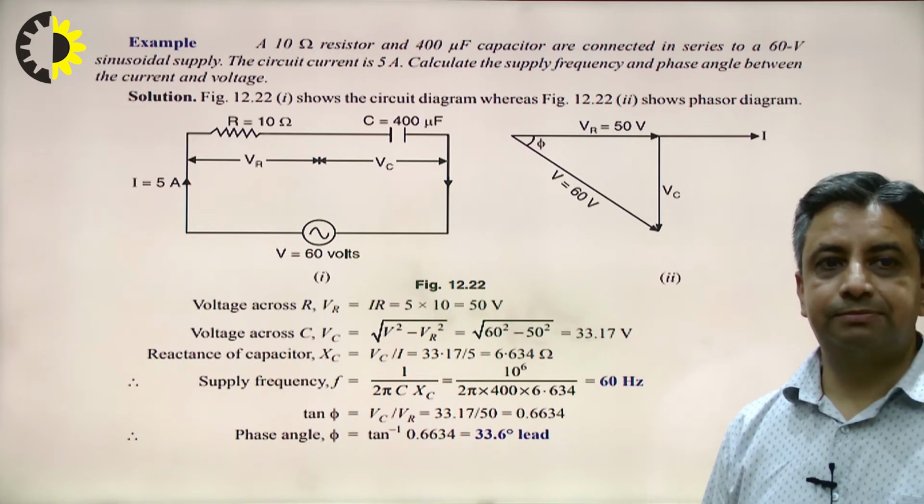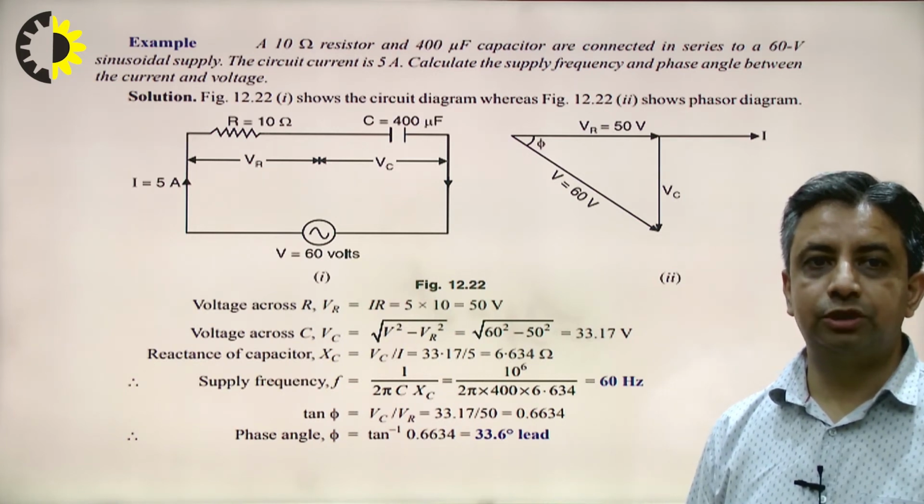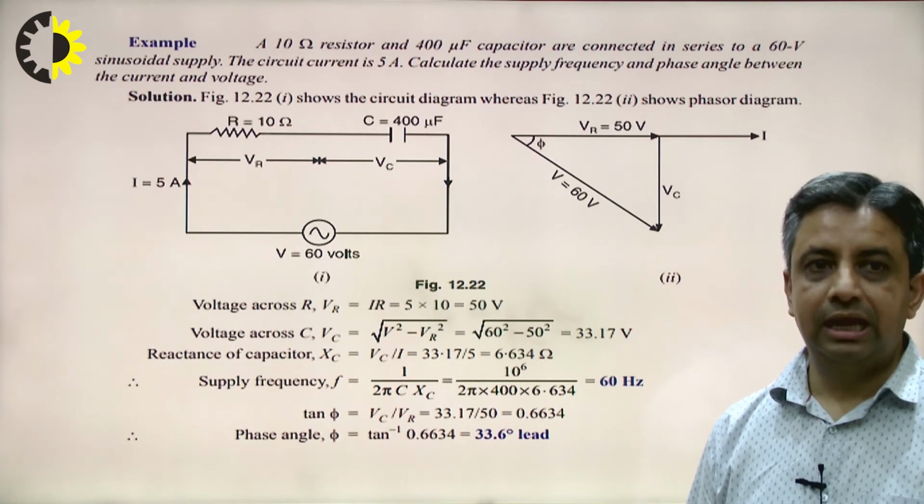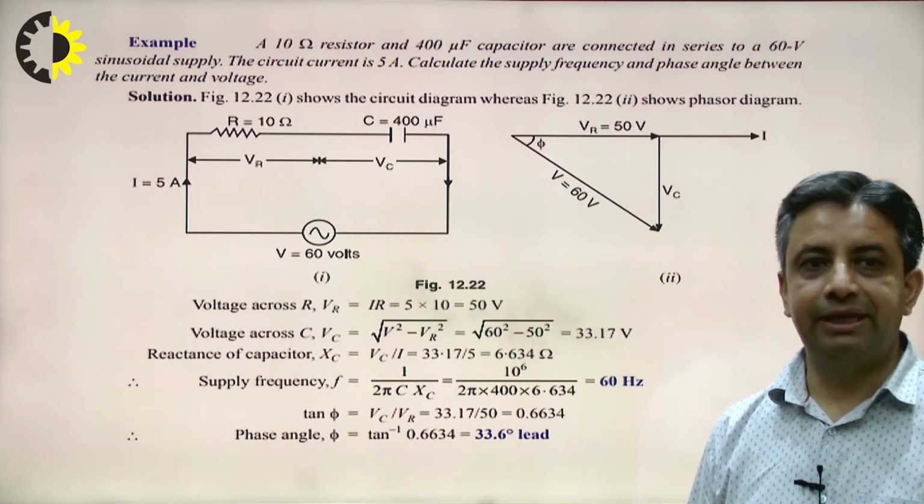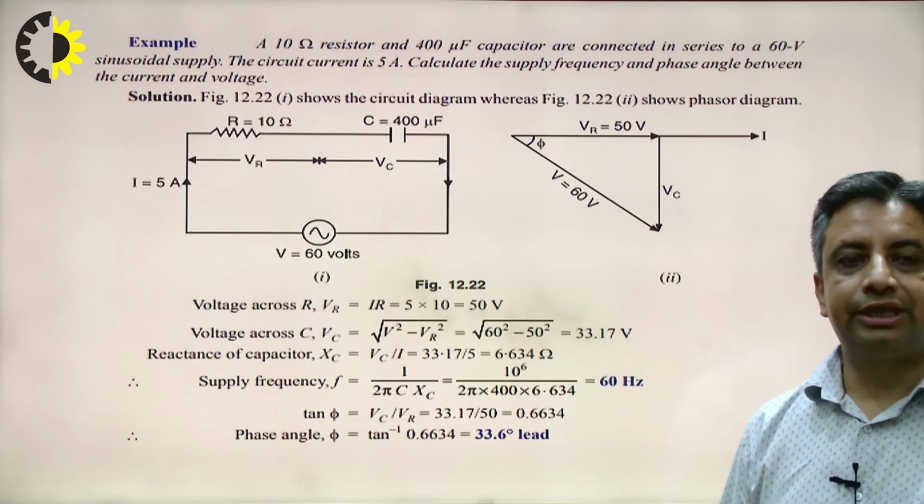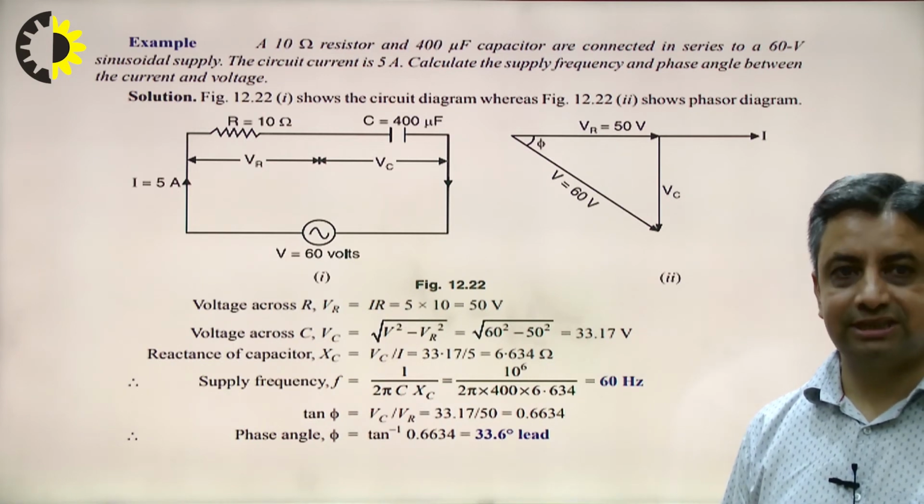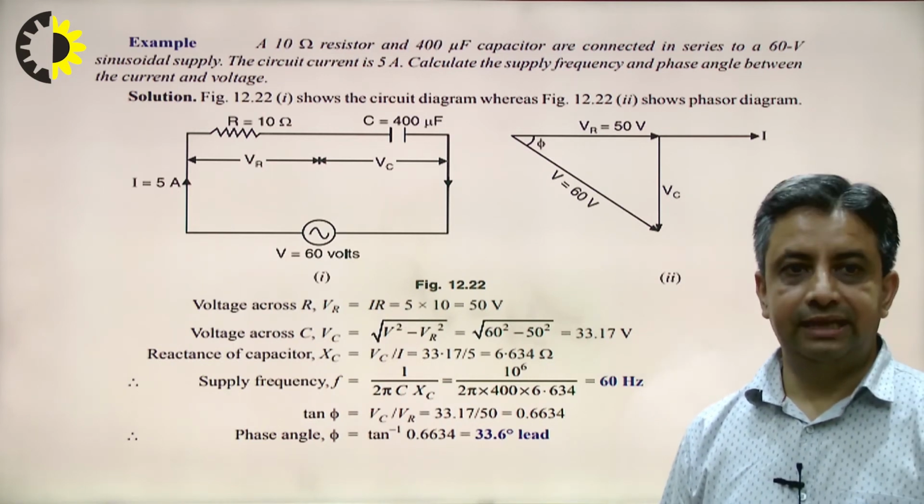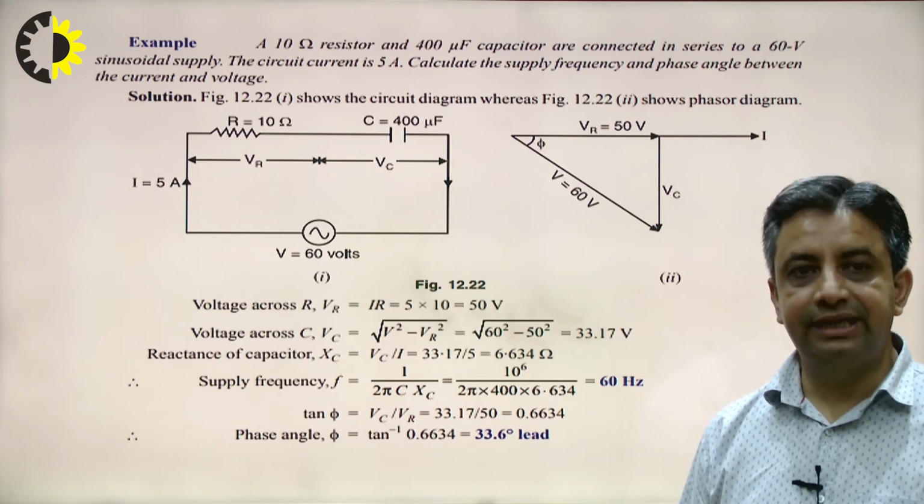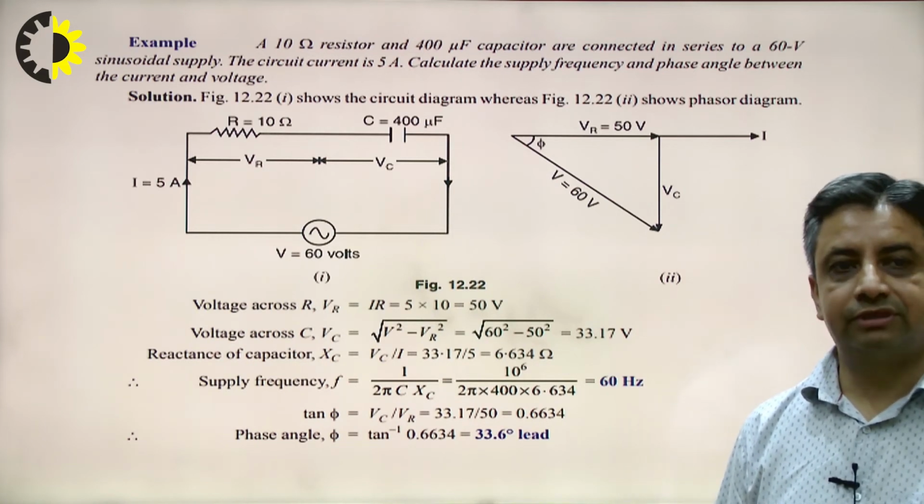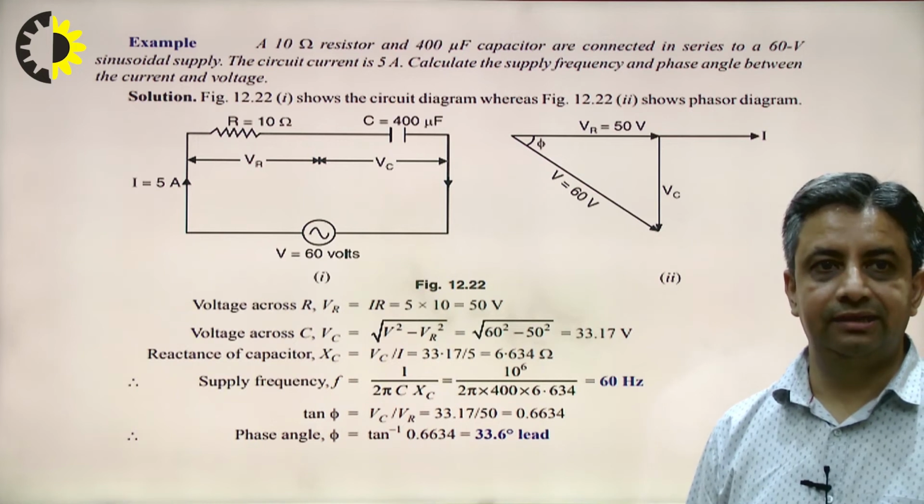So this particular tan phi comes out to be 0.6634, and the phase angle will be tan inverse of this value. So it comes out to be 33.6 degree leading. That means the current is leading the voltage by an angle of 33.6 degree.